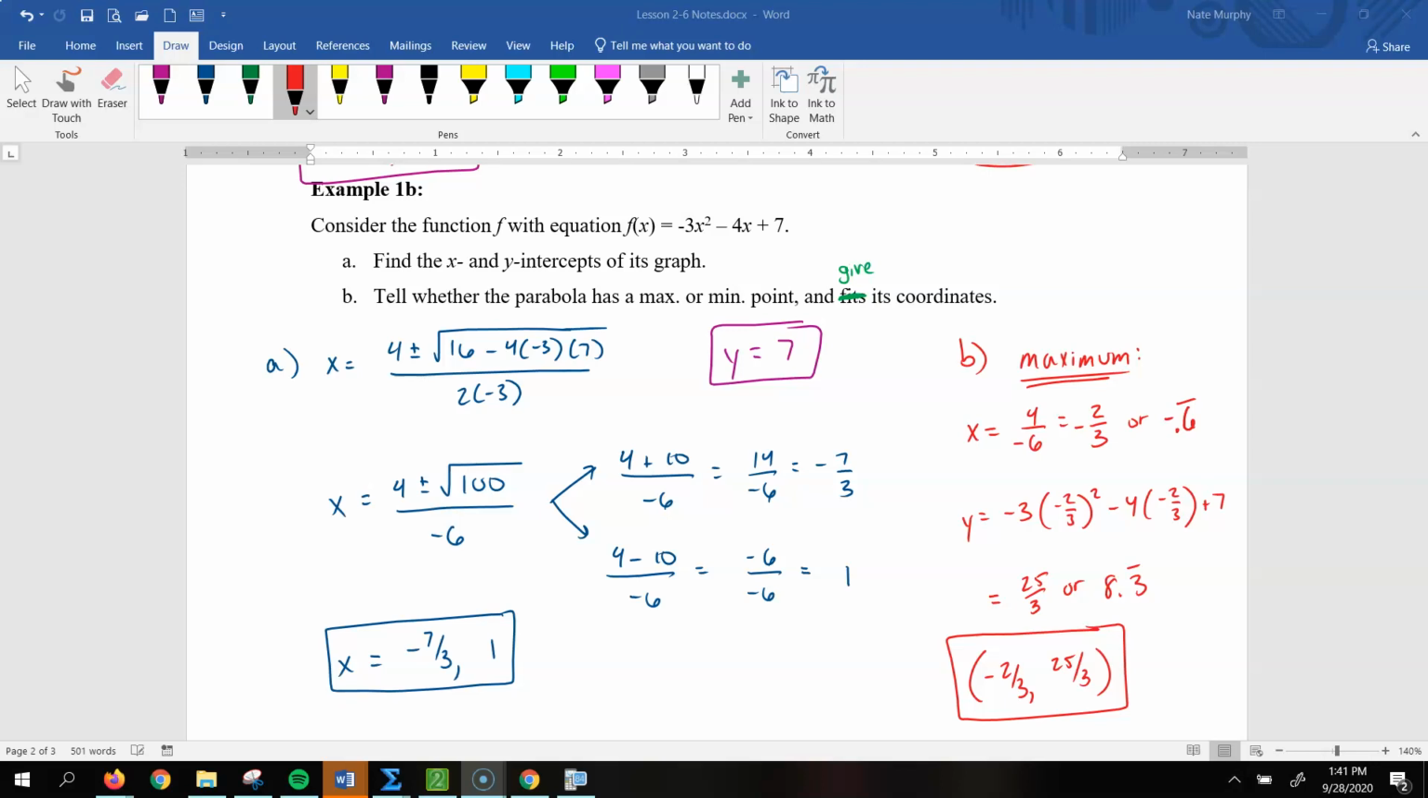And then when you plug that in, you should have gotten either an exact answer of 25 over 3, or you might have gotten 8 1/3, or if you said 8.3 repeating. Any of those would be correct. So just recognize that your answer would be in the form of a coordinate with the x and the y value. All right, hopefully you understood all of that.